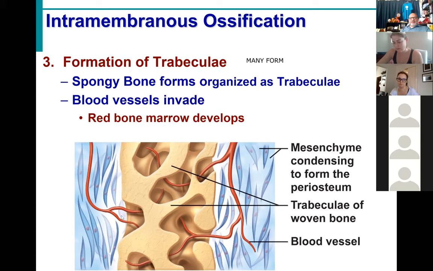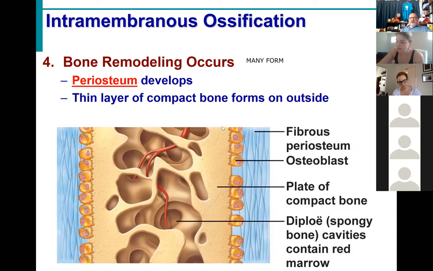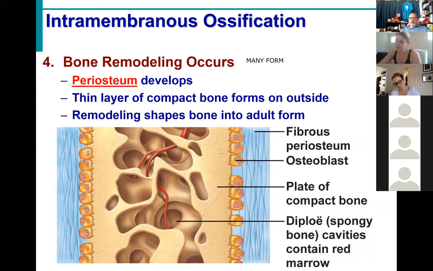All right. Notice at the same time that the blood vessels are growing in, we're starting to get the condensing of the mesenchymal cells. They haven't shown us the fibers here, but they can show us how these mesenchymal cells are being condensed down on the trabeculae. And as they're condensed down on the trabeculae, we form that periosteum. Of course, once that periosteum forms, then we can start producing an organized layer of compact bone on the outer surface, what we call the cortex.